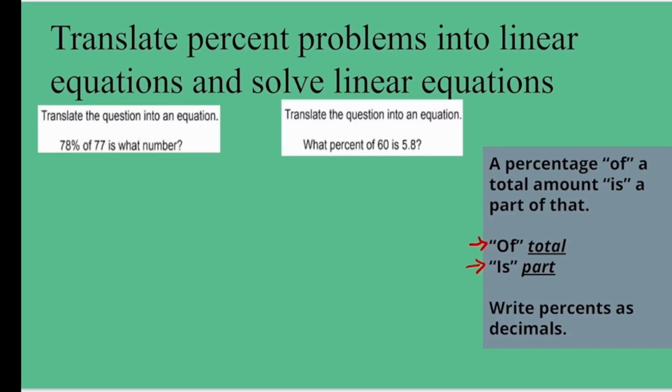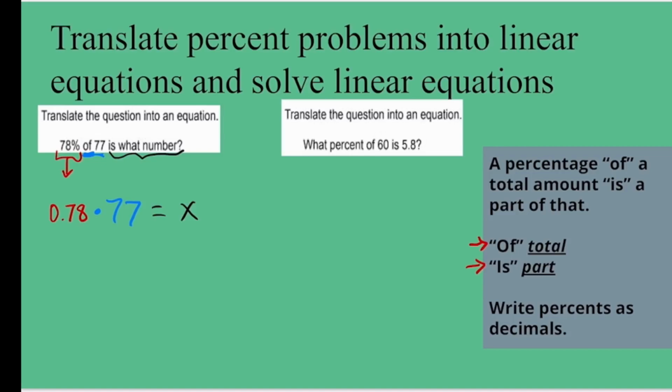I'm going to show you how to do this as a horizontal linear equation. So we're not going to use fractions, which means we're going to use decimals. So 78% as a decimal, 78 divided by 100 is 0.78. The "of" is going to tell us to multiply, and that 77 is our total. So we're going to multiply by 77, and it is what? I don't know what it is, so we make that equal to x.